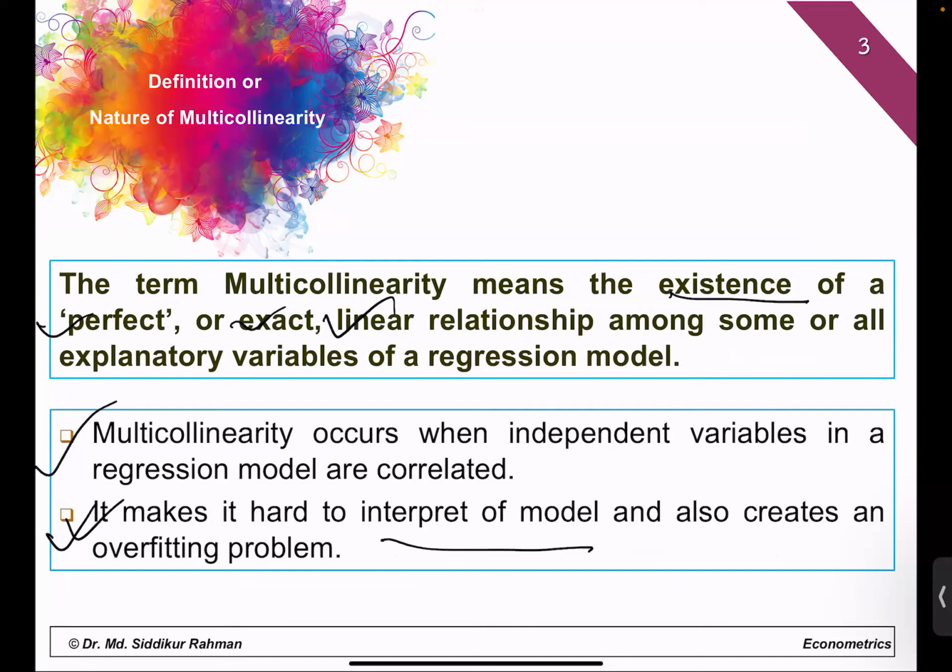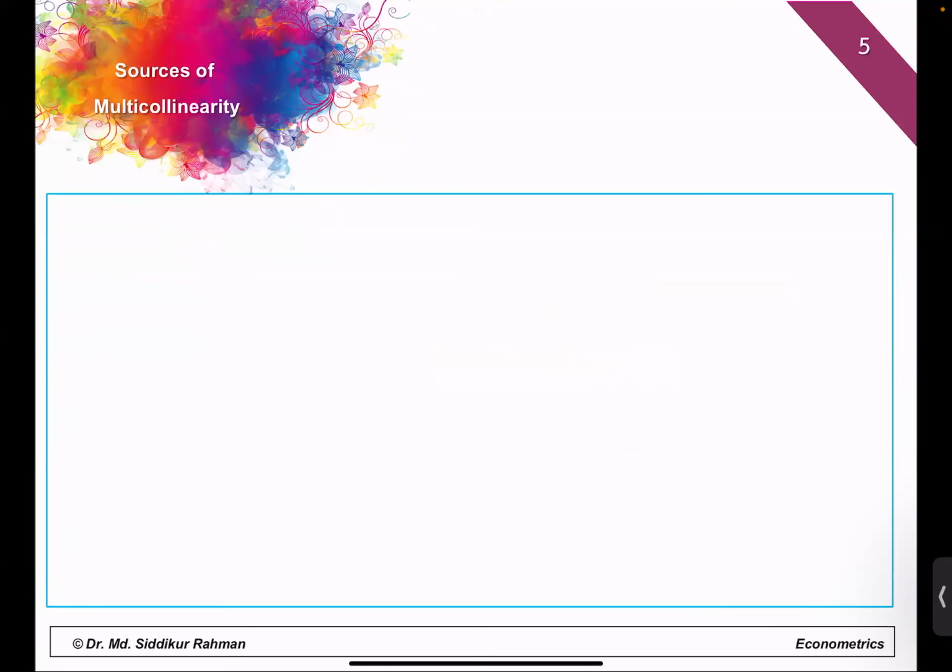In a regression model, the multicollinearity problem is when independent variables are correlated. This is the most common and very easy definition. I repeat again, when independent variables are found to be correlated in a regression model, then a problem occurs, and this problem is called the multicollinearity problem. Mostly in econometric data, multicollinearity occurs. Okay, so anyway, let's proceed.